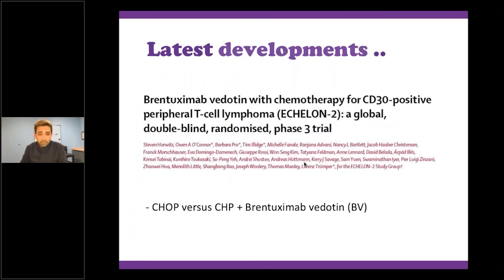So this is one of our newer trials called the Echelon 2 trial. What it did is compare CHOP to CHP, which is the same agents, but we took out the O, or vincristine, and substituted it with brentuximab vedotin. Brentuximab vedotin is a new drug. It is a monoclonal antibody, and it targets a marker on your T cells that we call CD30. So brentuximab vedotin will only work well in patients who have CD30 antigen on their surface.